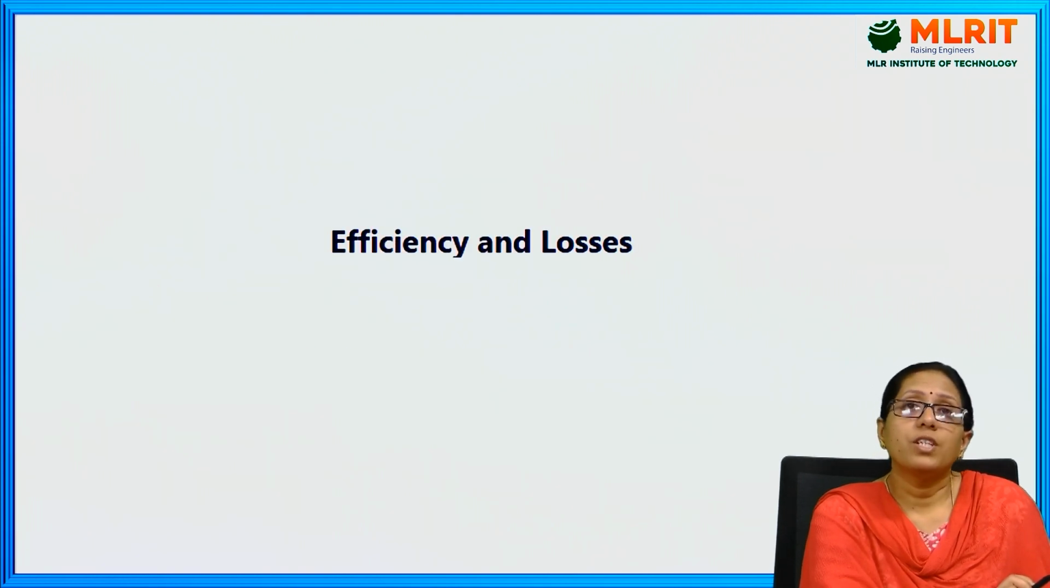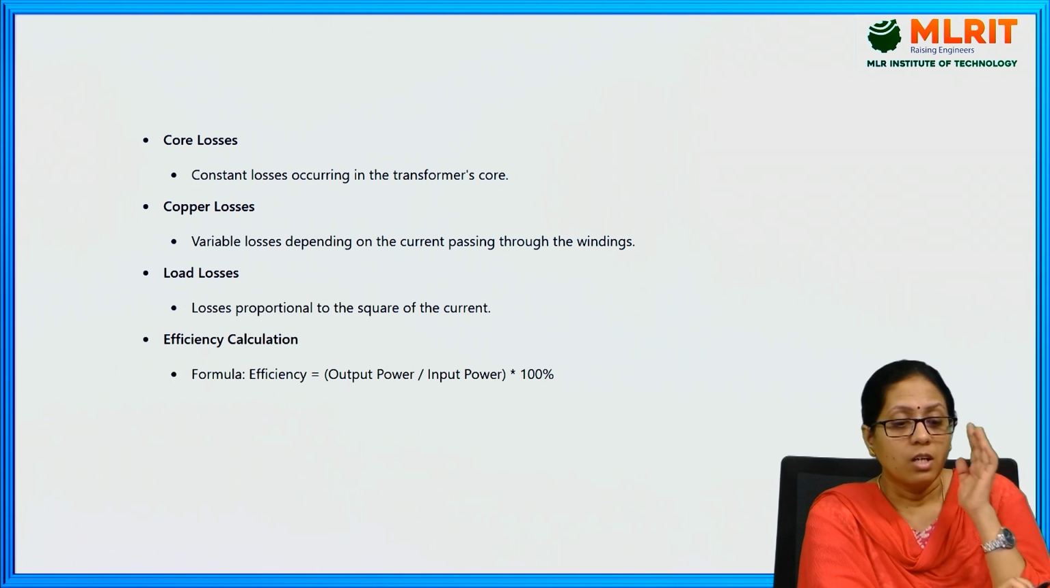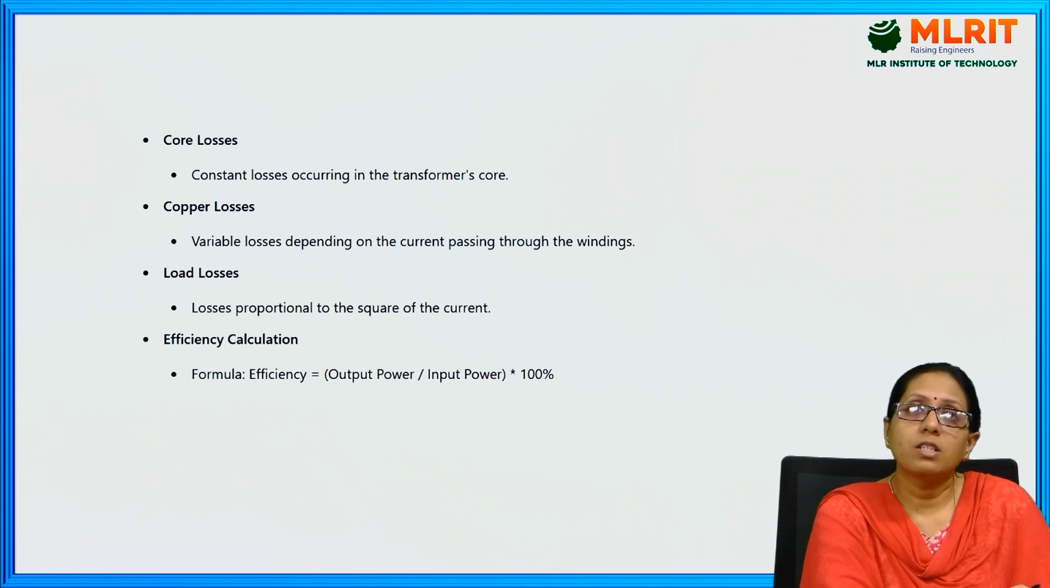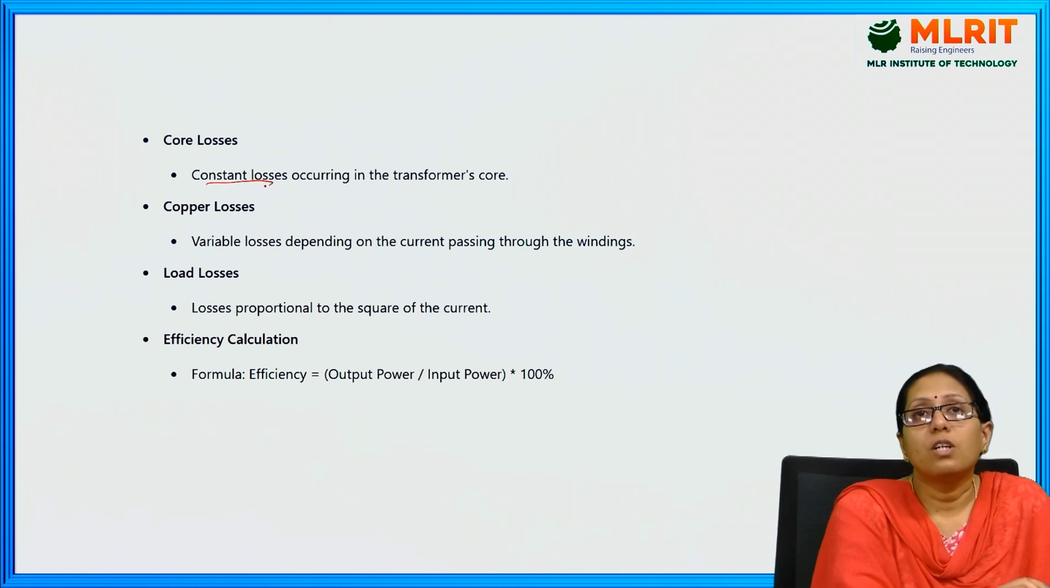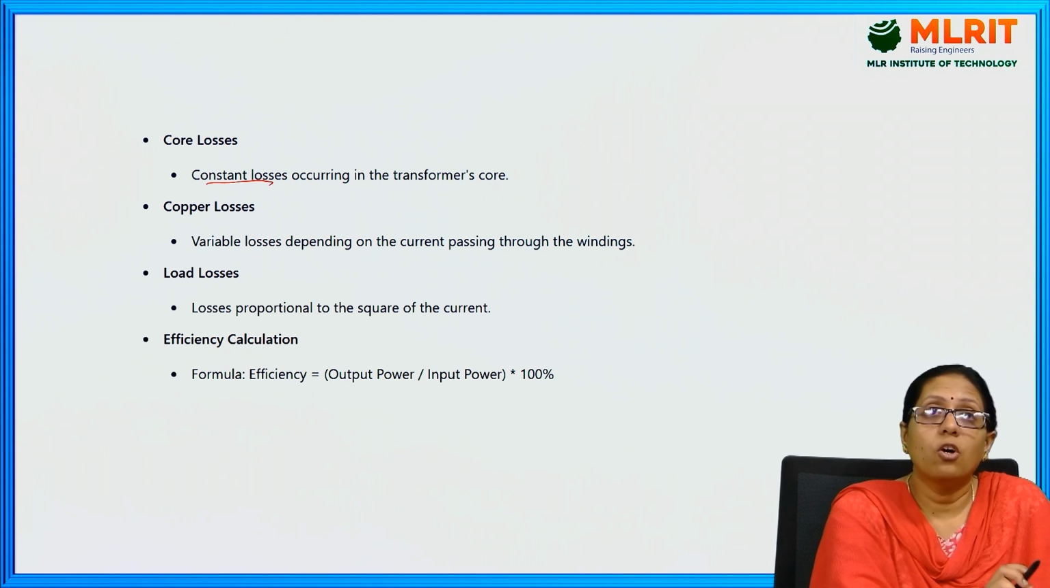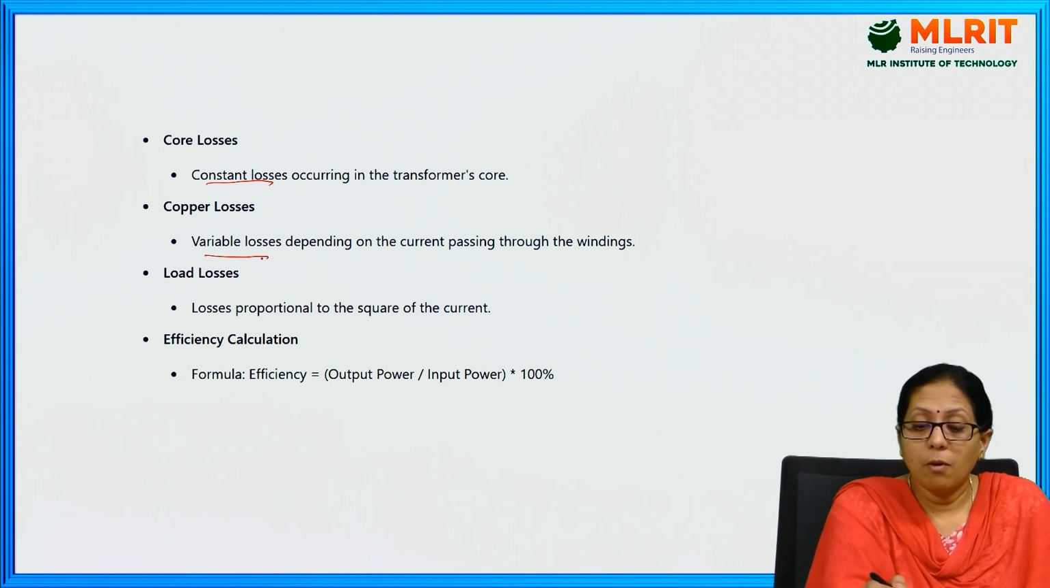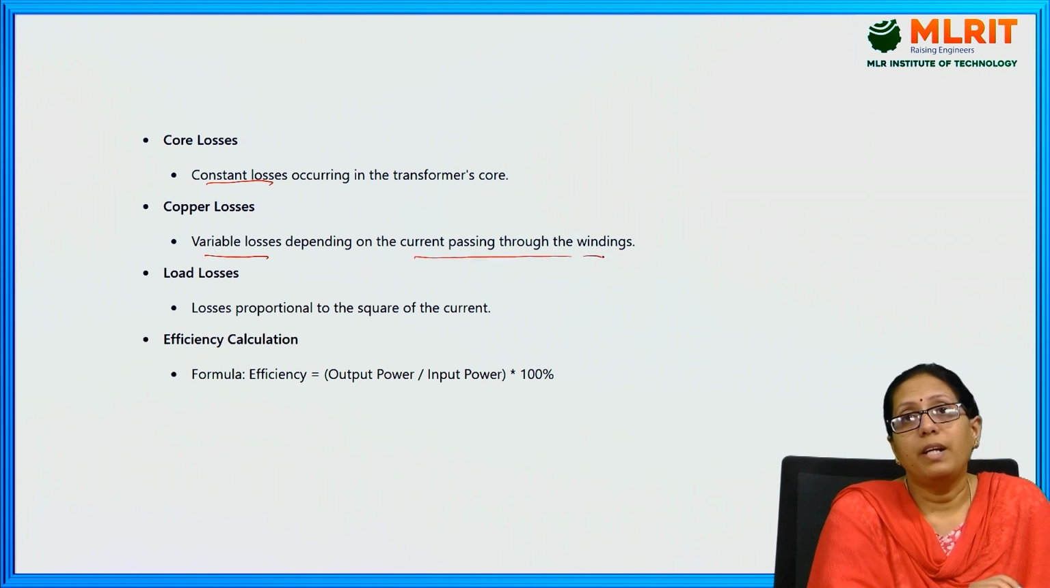Next one is efficiency and losses. There are different types of losses in a transformer. First one is core loss. Core losses are also called constant losses, which occur in a transformer. They don't vary, so that is why they are called constant losses. Second one is copper loss. Copper losses are the variable losses depending upon the current passing through the windings. So based on the current passing through the windings, the copper losses vary. That is why they are called variable losses.